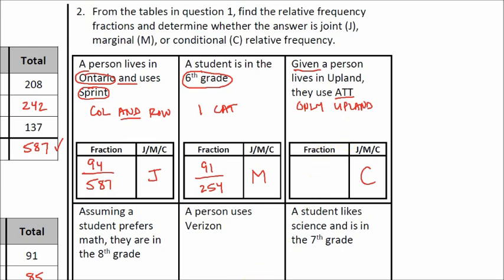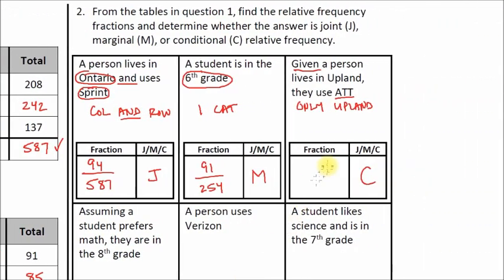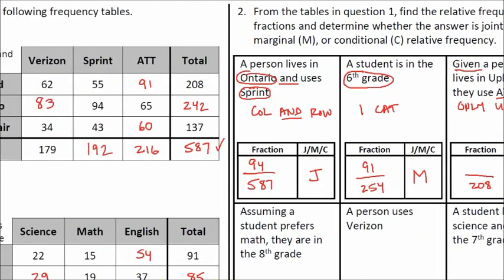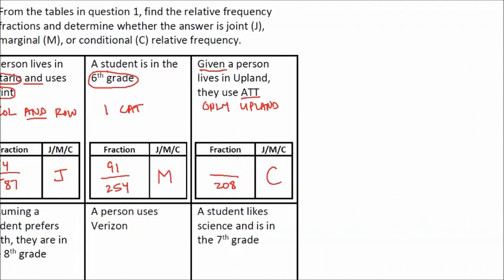So let's go ahead and take a look. We're only going to look at Upland. That's a row. That means my numerator is going to be 208. Because I'm not looking at the grand total anymore. I'm only taking a subset of our survey, which is just the people who live in Upland. And then how many of those people use AT&T? Well, here's Upland. If we go across here, we've got 91 people in Upland use AT&T. So we got 91 divided by 208.